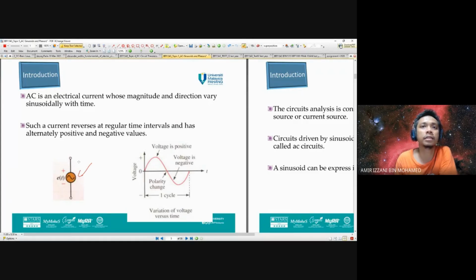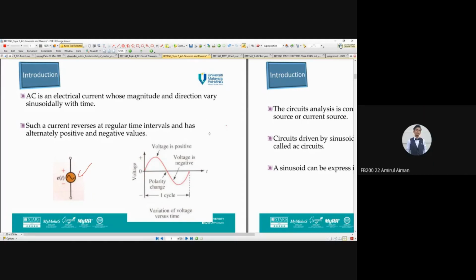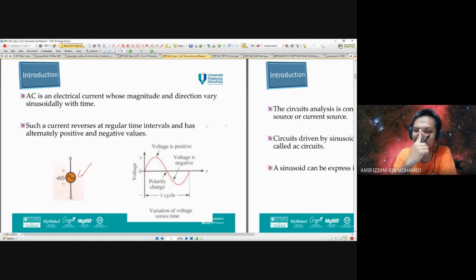In one cycle in Malaysia, do you know what is the frequency of AC voltage in Malaysia? Anybody? 50. Okay, in the world there are only two. Voltage. Okay, in Malaysia, it's 50 hertz.